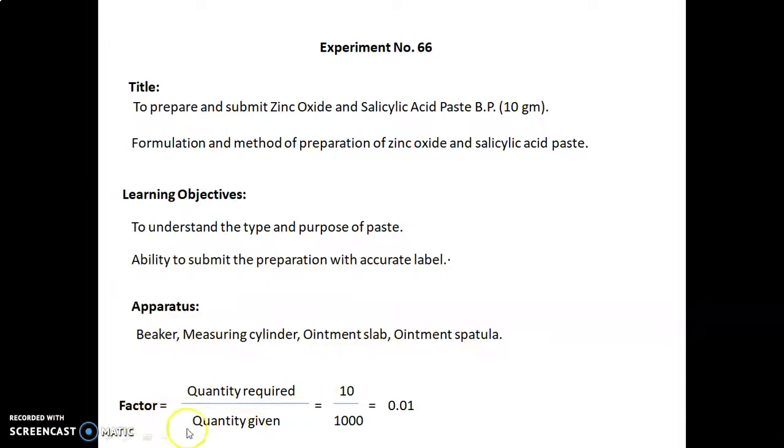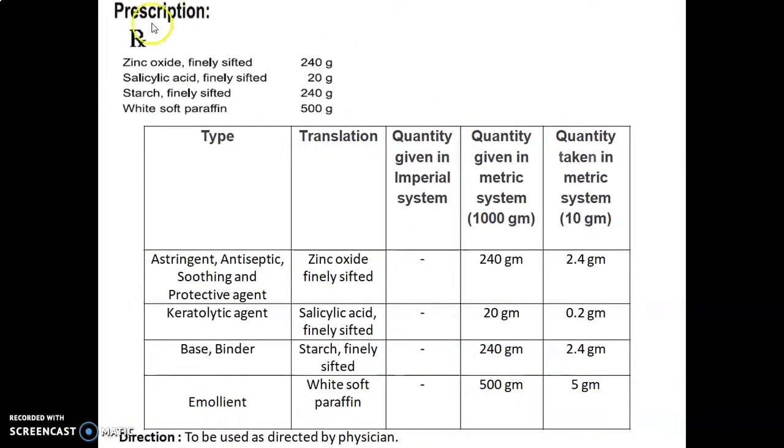Factor is calculated as quantity required upon quantity given, which is 10 upon 1000, that is equal to 0.01. Prescription is denoted by the symbol Rx. Zinc oxide, finely sifted, 240 gram. Salicylic acid, finely sifted, 20 gram. Starch, finely sifted, 240 gram. White soft paraffin, 500 gram.